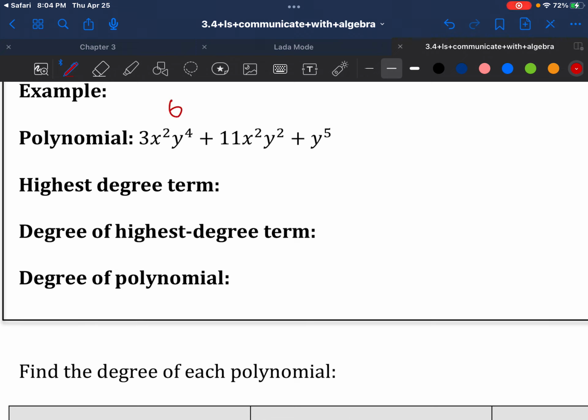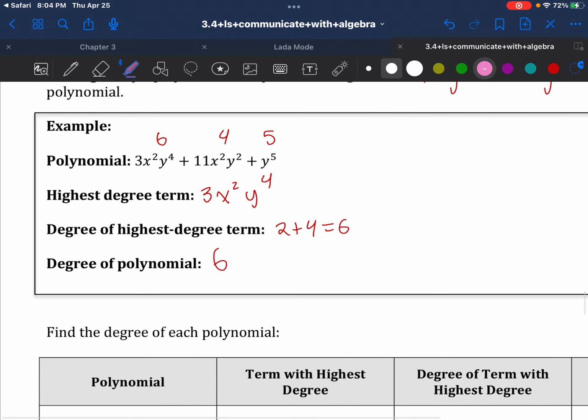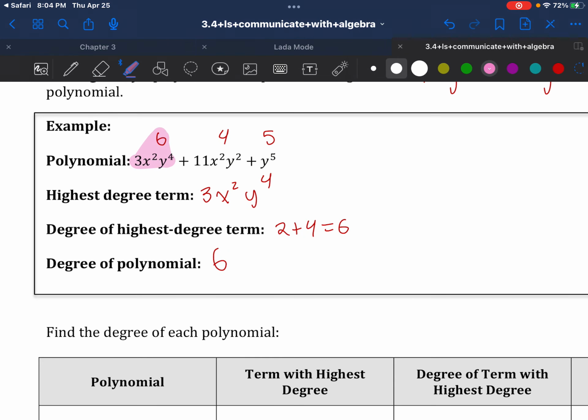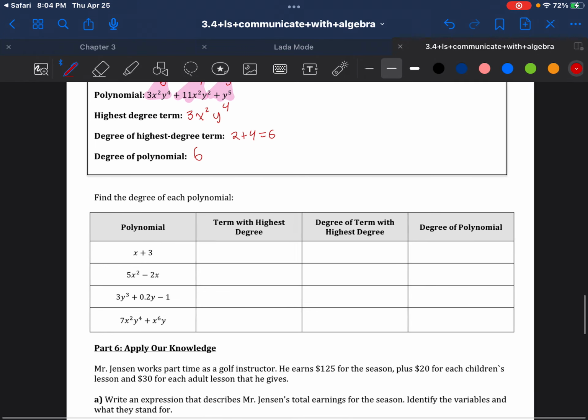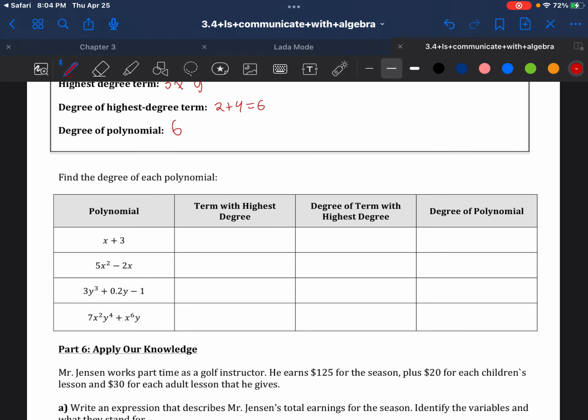So for example, this one is here. So I could say this is a 6, this is a 4 here, and this is a 5. The highest degree term would be 3x squared y to the 4th. Okay? And then the degree of the highest term is 2 plus 4 equals 6. And the degree of the polynomial is 6. So we can look at that here and say this one is 6, this one is 4, and we're trying to say which one out of these is the highest degree. Okay, so let's do this.